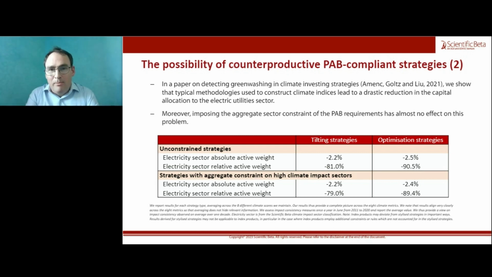So PAB constraints, first of all, lead to divesting from companies that produce a large share of electricity or green electricity, and you also typically underweight electric utilities more generally.